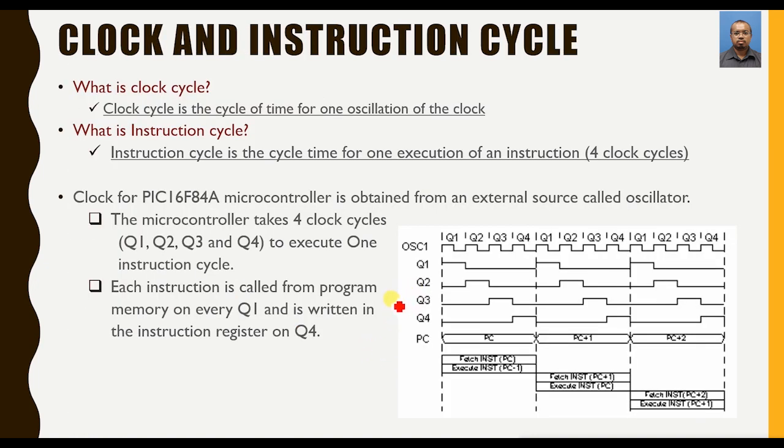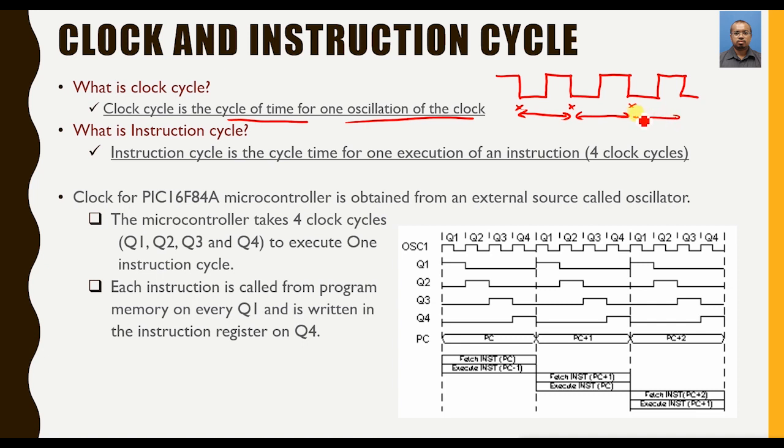And then let's look into clock and instruction cycle. Clock cycle. What is clock cycle? It's a cycle of time for one oscillation of the clock. So when we talk about clock, we talk about this signal that oscillates like this, in the form of a square wave. If you look at this point and this point here, and this one again, the wave comes back to its starting point before repeating again. So this is what we call one clock cycle.